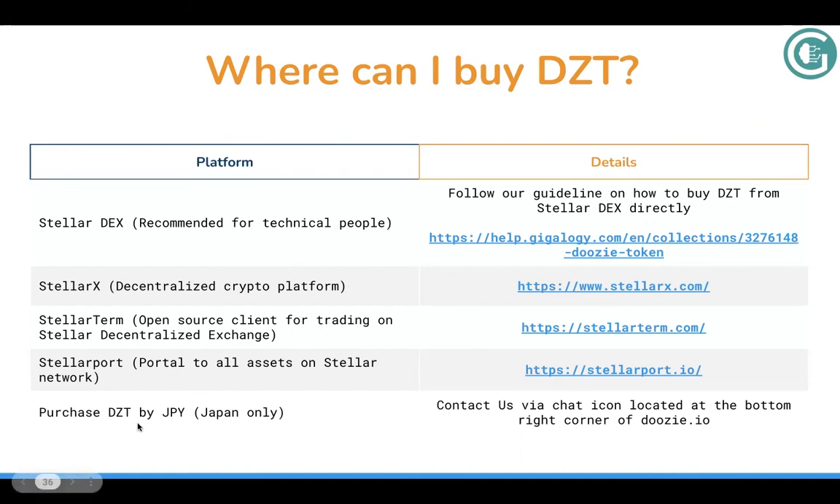Inside Japan, and only Japan, we also support purchasing DZT token by Japanese yen. In order to make that happen, please contact us via the chat icon located at the bottom right corner of doozie.io. If you visit doozie.io, you'll understand what I mean. There is the Intercom icon there. And if you contact us that this is the first time you are trying to purchase DZT token or any crypto asset, we will guide you how to do that. We'll help each of you.